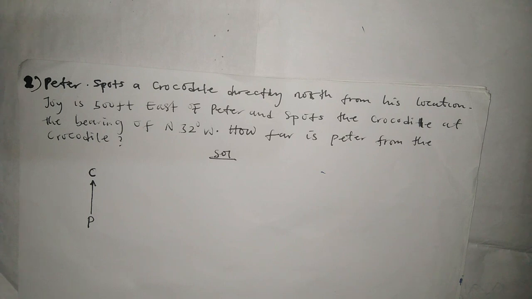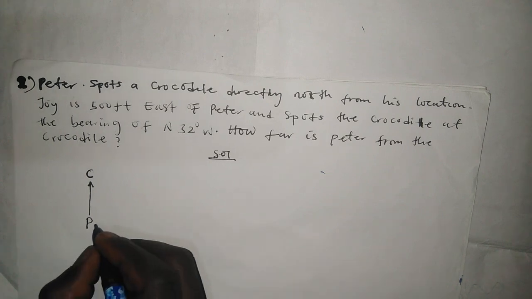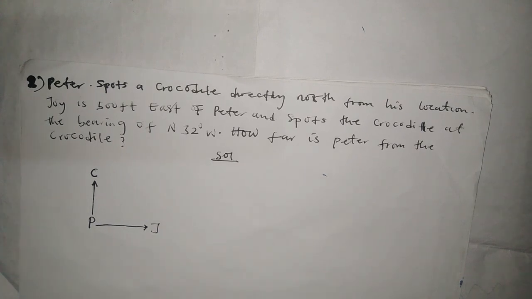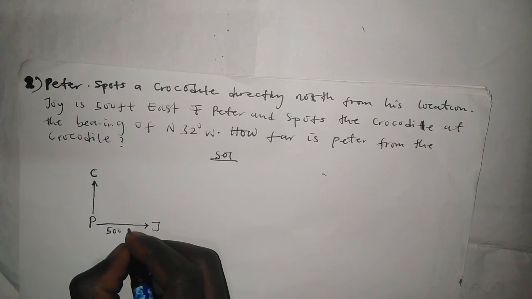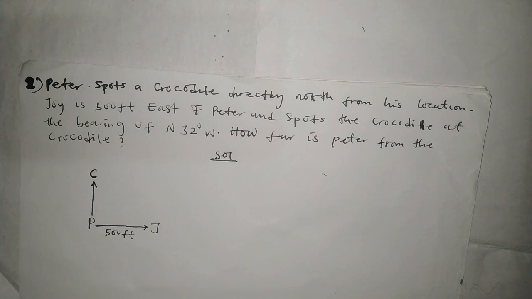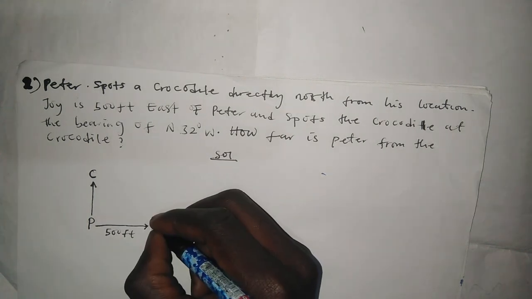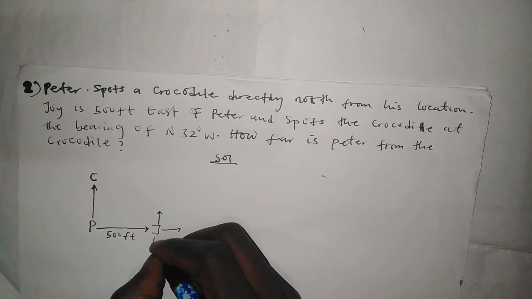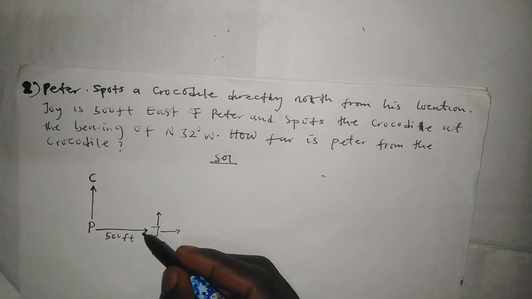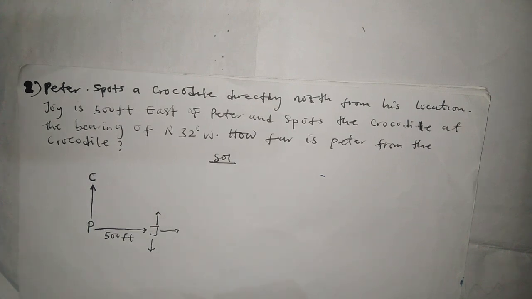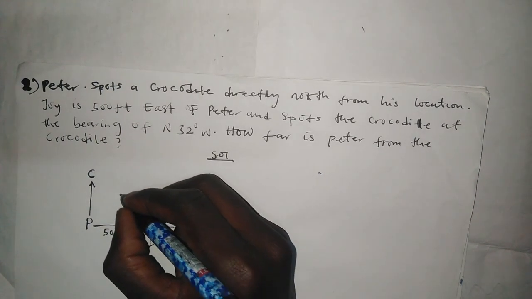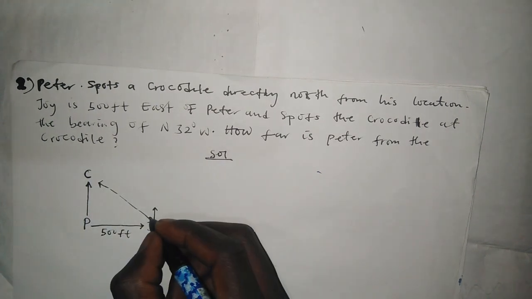Now, next it says Joy is 500 feet east of Peter. So this is east of Peter. Let's say this is Joy, J. It's 500 feet east of Peter. So this is 500 feet. Now, the question says at a bearing of north 32 degrees west. So this is the direction of Joy. This is north, this is west, this is east and south. So you go 32 degrees from the north to the west. So you go 32 degrees this way. So this is 32 degrees.